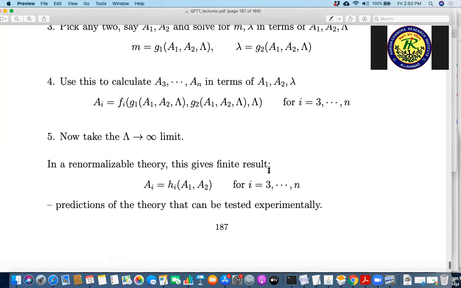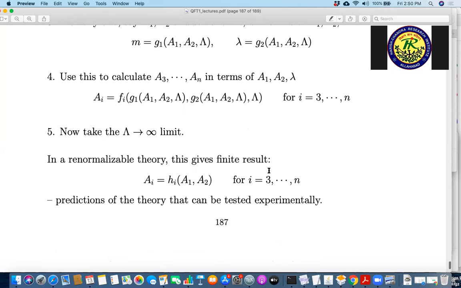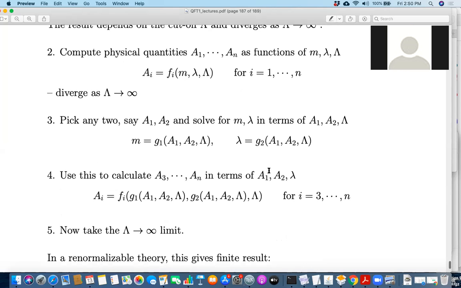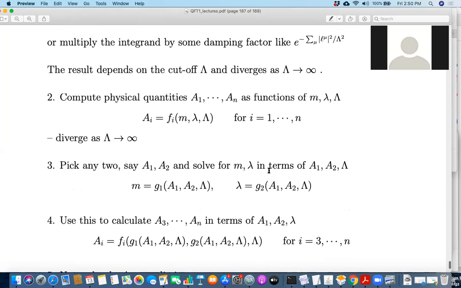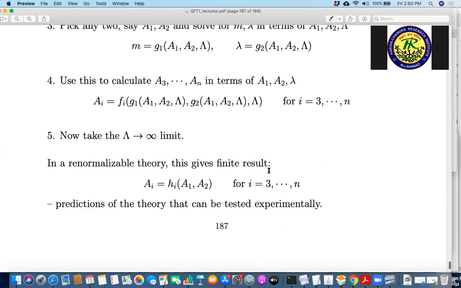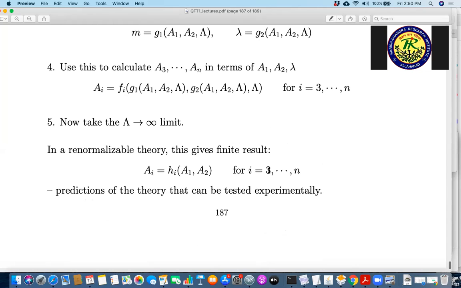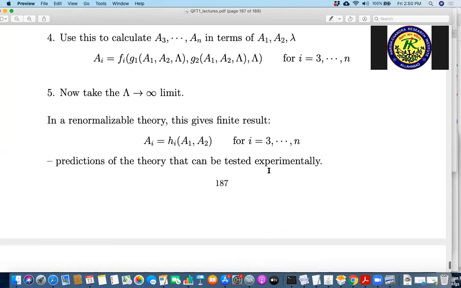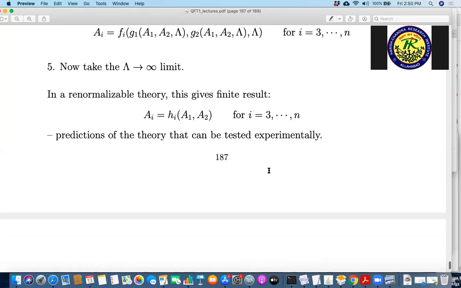Any other question? Okay, in fact, that's the reason why, to quantize gravity, string theory is the best path so far. It's not a renormalizable theory. Is this okay? Any other question?